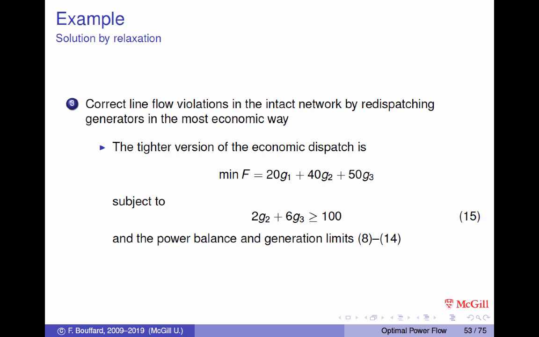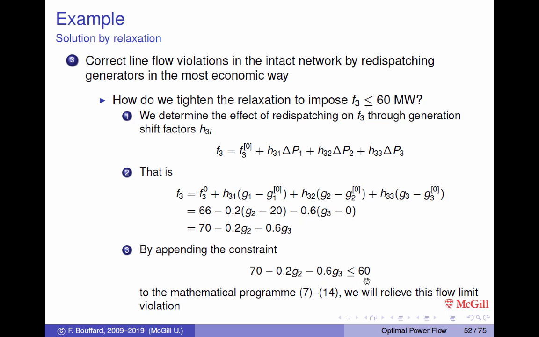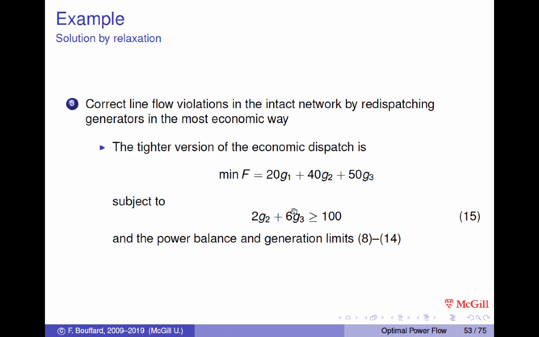So effectively what we need to do is to still solve our economic dispatch, but here we're going to add this extra constraint. Just to be clear, this is a restatement of the constraint without decimals. So twice G2 plus 6 times G3 has to be greater than or equal to 100. And you clearly see that this is pushing generators to have a larger output, to basically guarantee that we have enough capacity to ship the beer and everything else from the port.